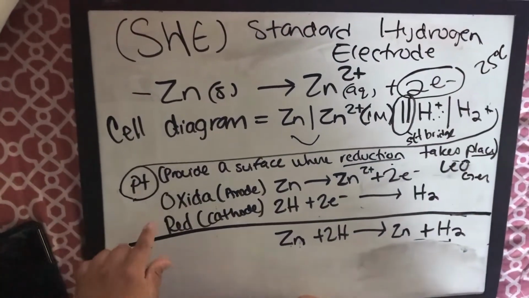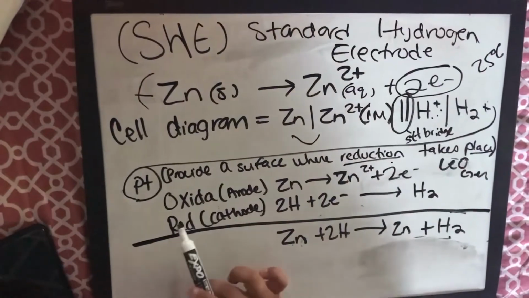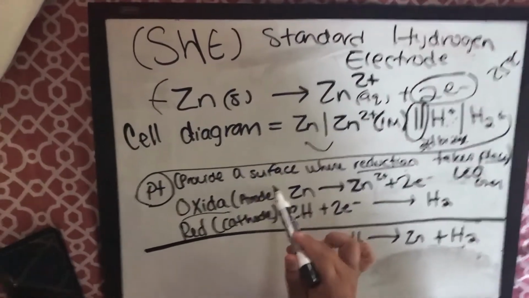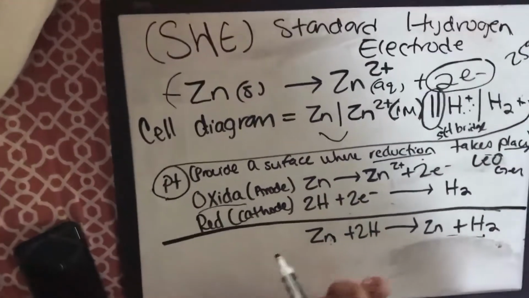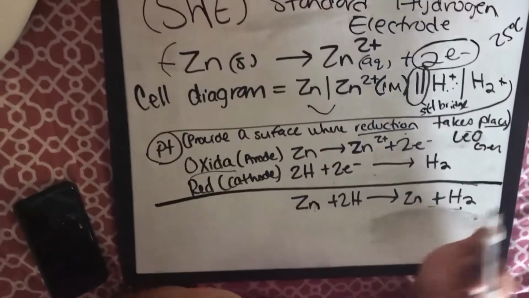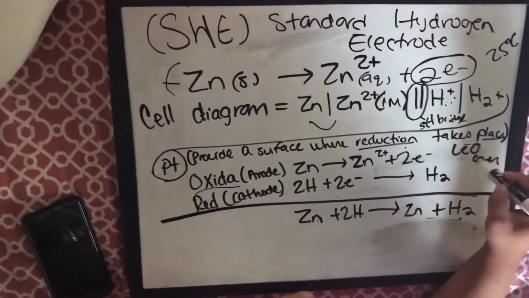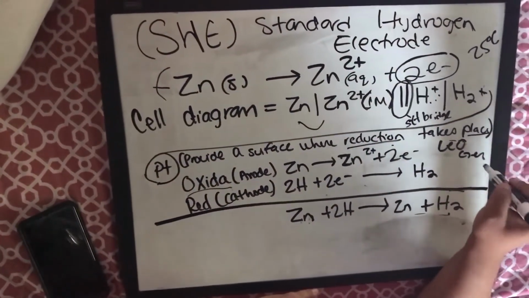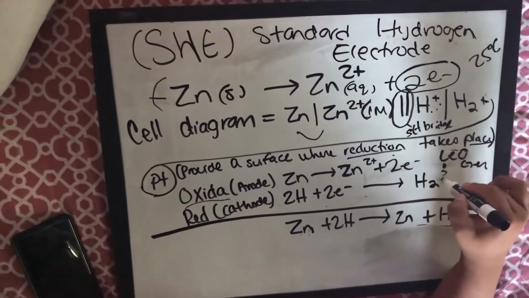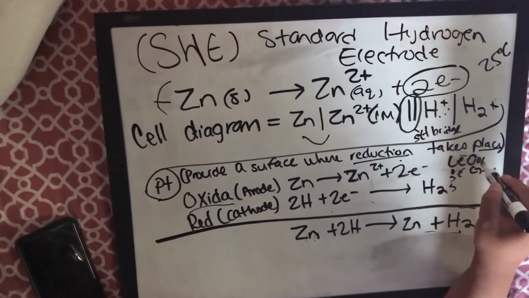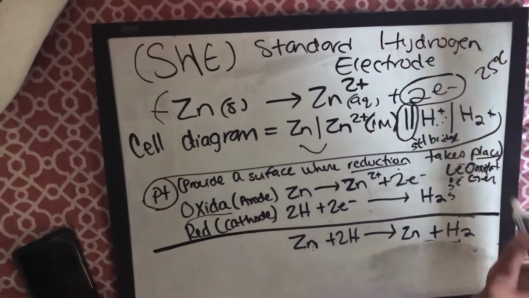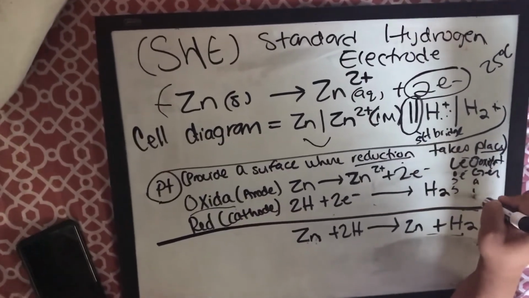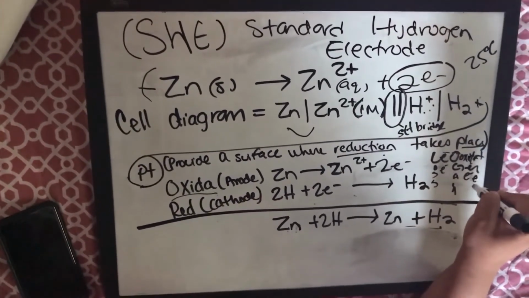So now we're going to separate this equation into two. We have the oxidation, which is our anode, and our reduction, which is our cathode. And we can find that by using LEO the lion goes GER. L stands for loss, electrons, and that's oxidation. G is gain, and E is electrons, and R is reduction.